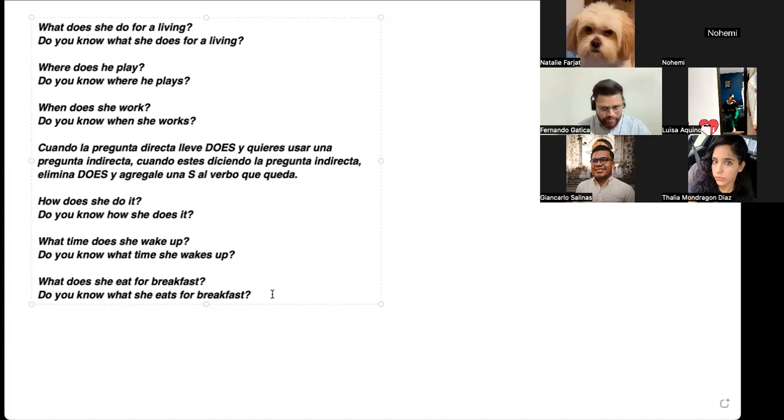Okay, let me give you another example, Natalie. O sea, Mr. Gatica, realmente como quien dice el do, el how does she do it, ese sí se está eliminando, pero como quien dice permanece, porque al do se le agregó la S. O sea, no es como que se haya quedado el mismo do. Exactamente, that's perfect.